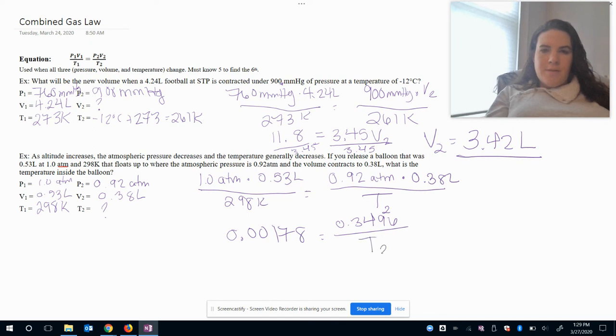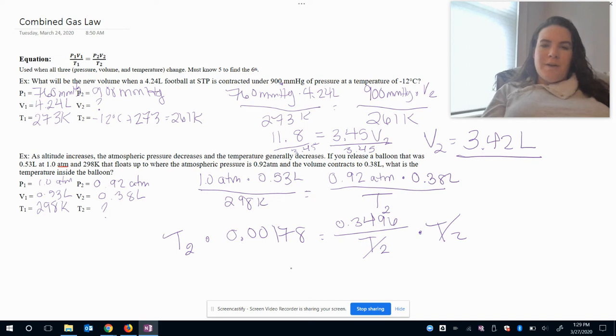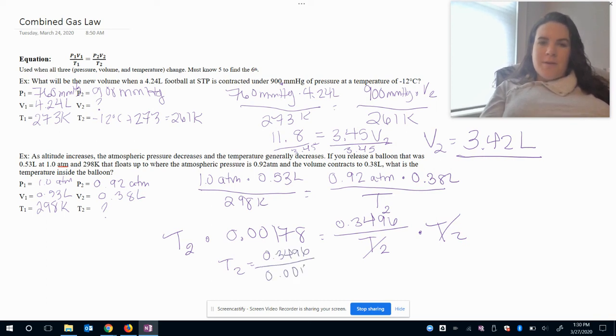equals 0.3496 over T2. Now remember, with these T2s on the bottom, we can't just divide by 0.3496 on each side. That won't get us T2. That'll get us 1 over T2, the inverse. So first we want to do times T2 on both sides. And then we will divide by this number. So T2 equals 0.3496 divided by 0.00178.